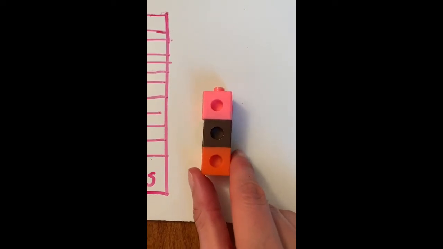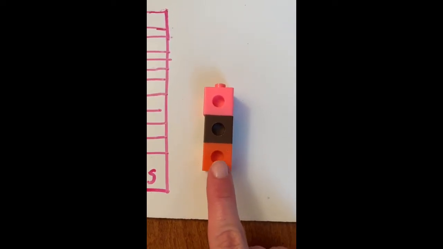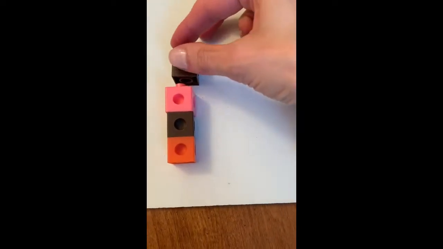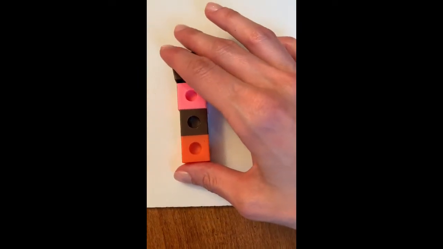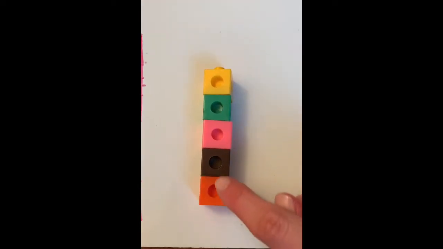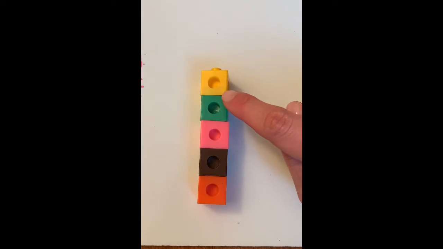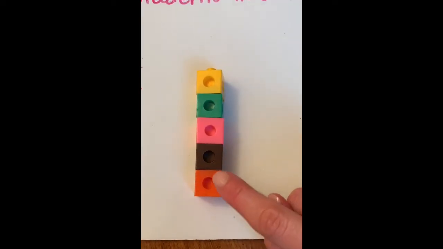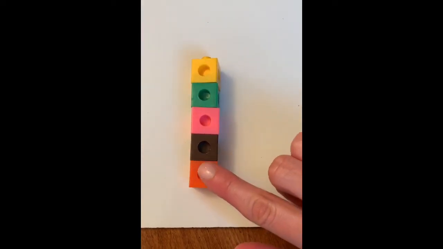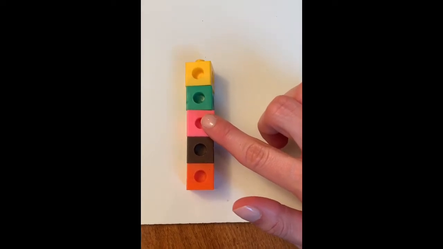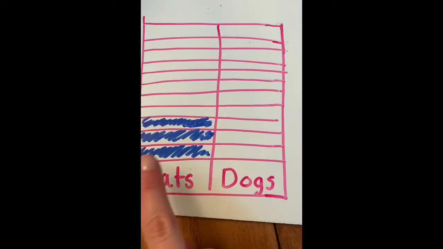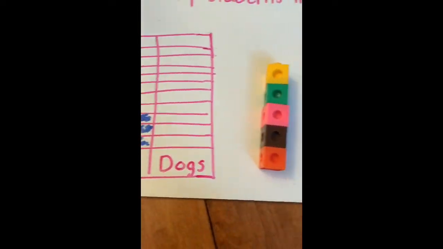So now 2 more than 3 like dogs. So I have to add 2 cubes to this stick. So I'm gonna add 2 cubes. So 1. So now I've added 2 cubes to my stack. So let's count. I counted 1, 2. So now let's see how many we have in our stack in all. 1, 2, 3, 4, 5. So 2 more than 3 is 5.